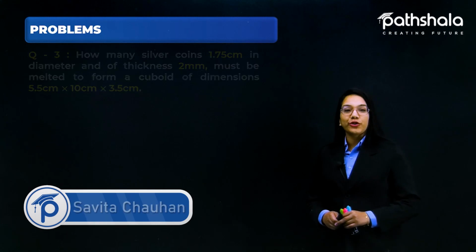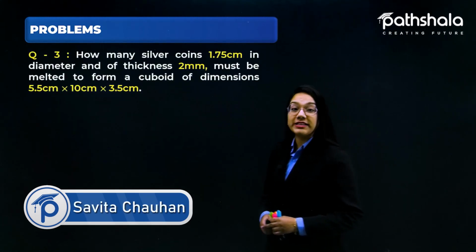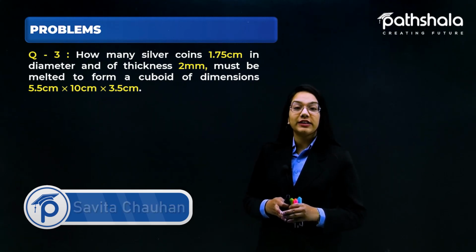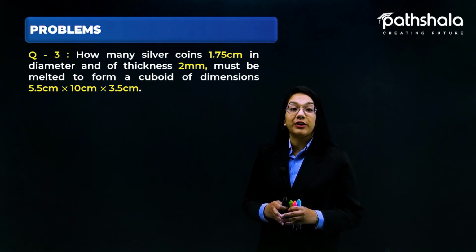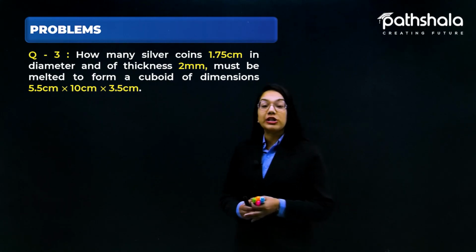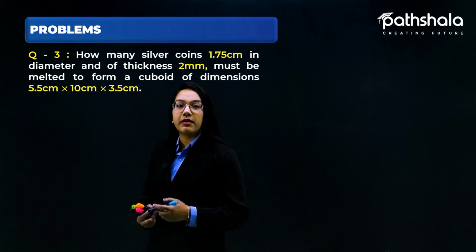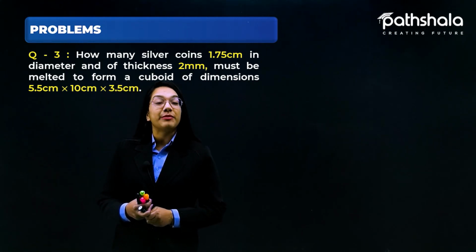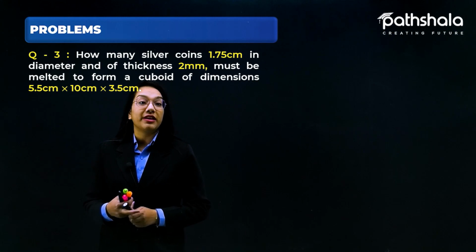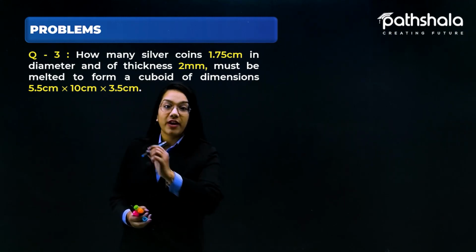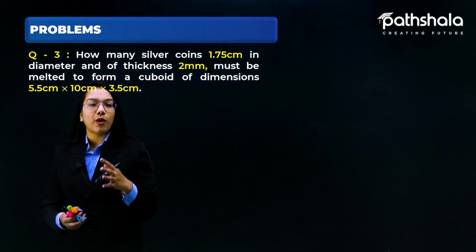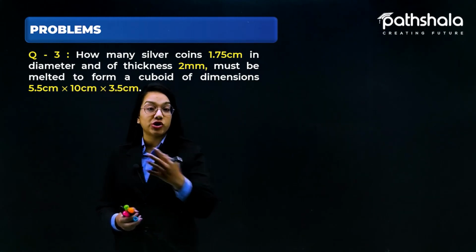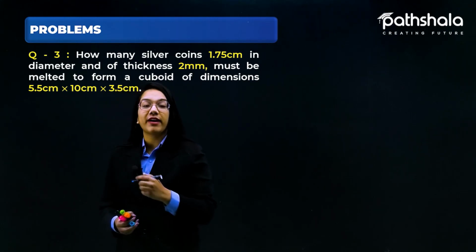Now let's move on to question number 3, which says: how many silver coins 1.75 centimeter in diameter and of thickness 2 mm must be melted to form a cuboid of the dimensions 5.5 centimeter, 10 centimeter and 3.5 centimeter. It means that the total volume of the silver coins should be equal to the volume of the cuboid having the dimensions 5.5, 10 and 3.5 centimeter.